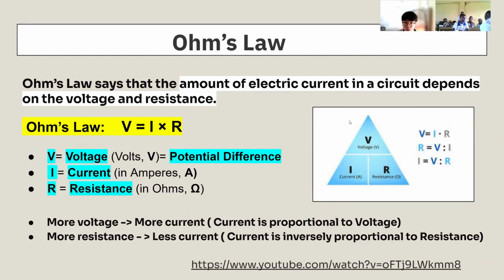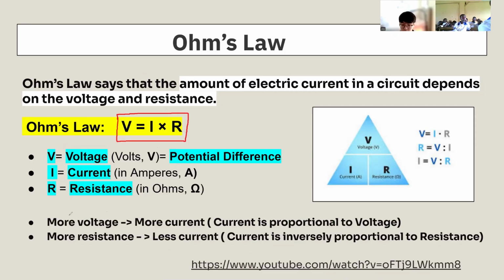And now we get into Ohm's law. Ohm's law says that the amount of electric current in a circuit depends on the voltage and resistance. It is given by V equals I times R. This is another equation that we have. Voltage V is the potential difference, and that's equal to the current times the resistance.